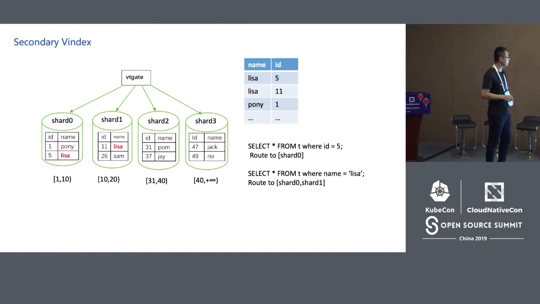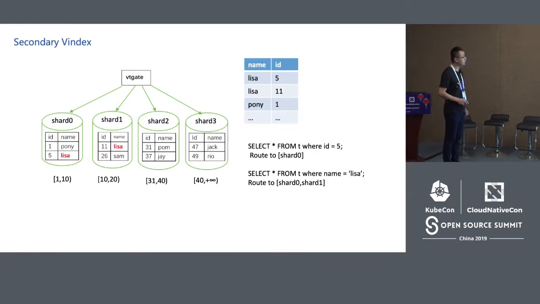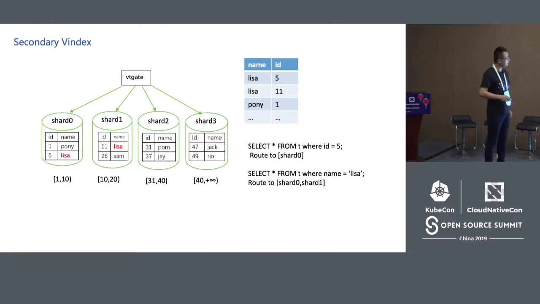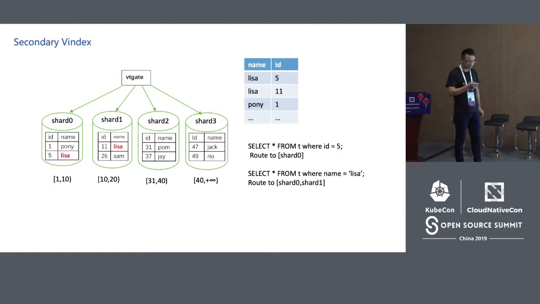So how does Vitess cope with it to avoid the amplification? Upon insertion, the ID equals 5, and I also save the correspondence between Lisa and 5. So when the name is Lisa, I can check the result very quickly. I search this table first, where the name is Lisa. So we have ID 5 and ID 11, and I only need to search further in shard 0 or shard 1. I don't need to check all four shards, so I avoid unnecessary reads and access. If there are four shards, or even 200 shards, there will be very significant latency.